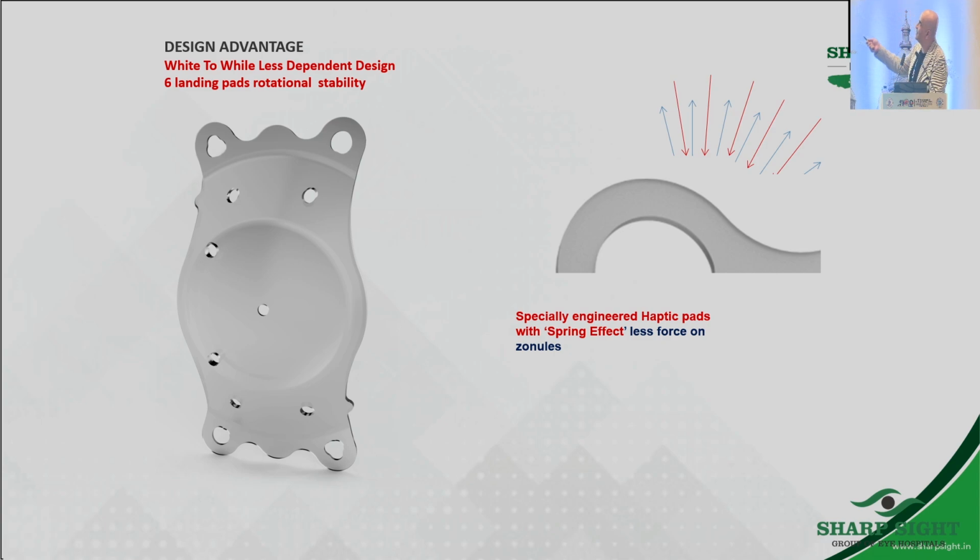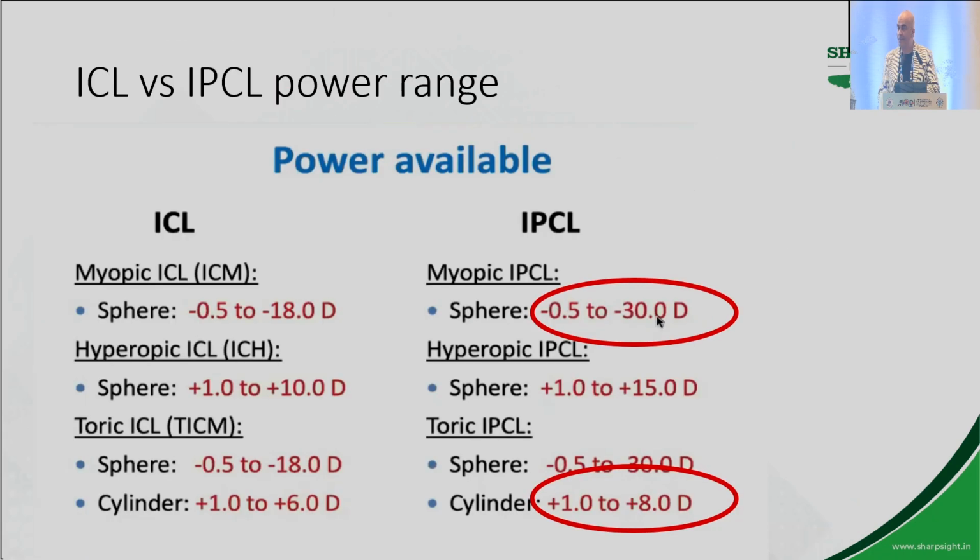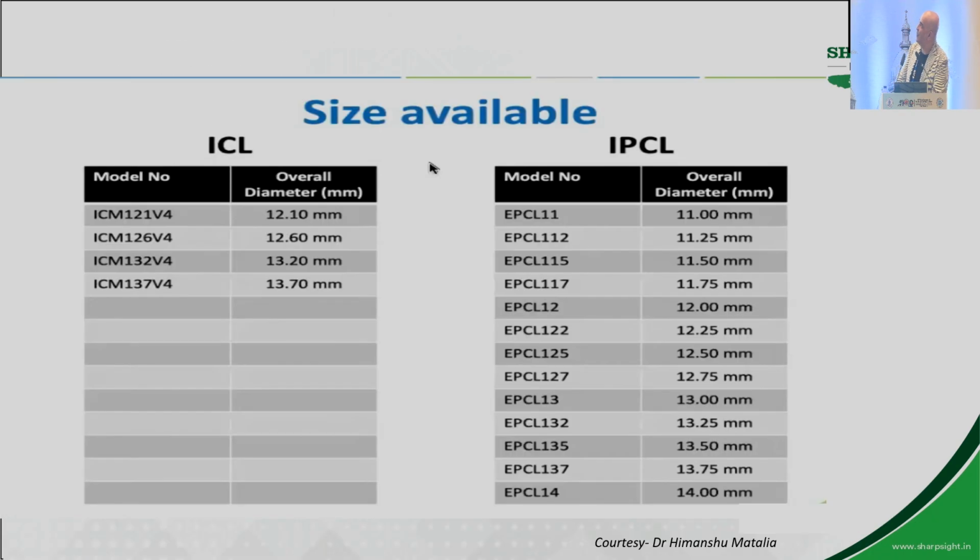Another advantage is these compressible spring-like edges, or the haptics, which do not encroach on the zonules, so your stability is higher. The chances of touching the peripheral part of the crystalline lens are far lower. Size and power availability, we all know. I'm going to go fast.